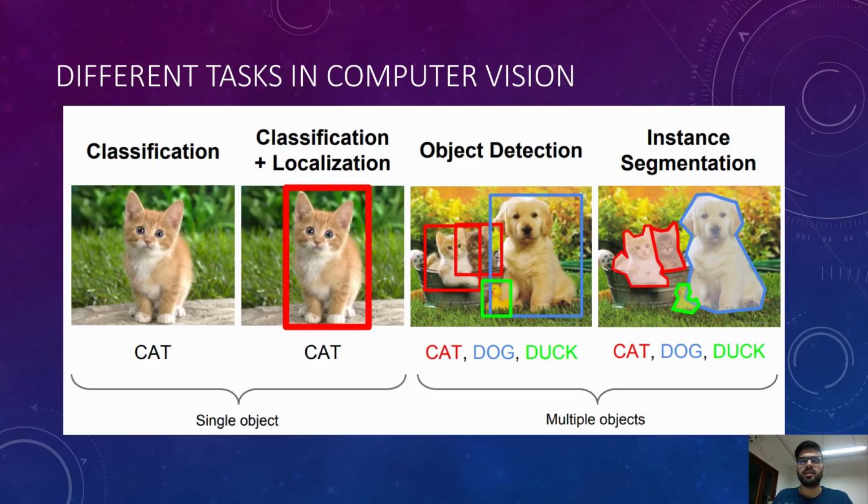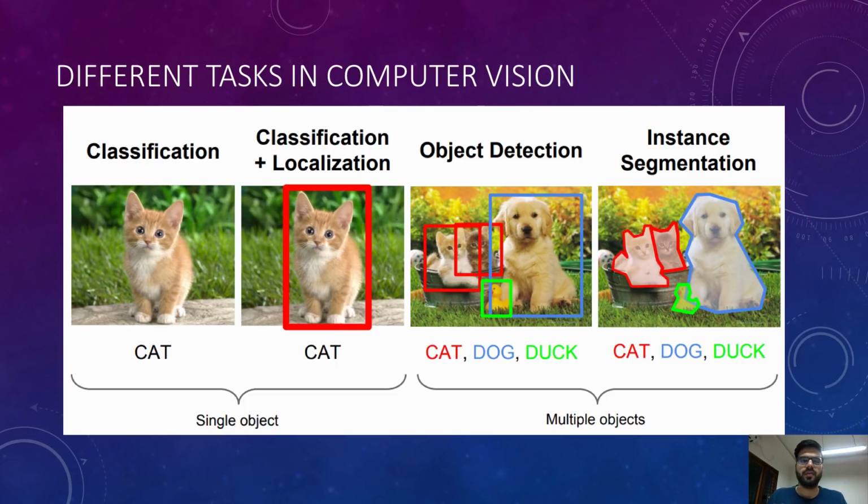Then we have the task of localization. This is a task where we want to find out where exactly a particular object is located in the image. But in localization, we can only find one particular object per image. In object detection, we further extend the task of localization. Here, we are trying to figure out whether there are multiple objects in the image. The example shown here shows a dog, a cat, and a duck in the image that have been bounded by boxes.